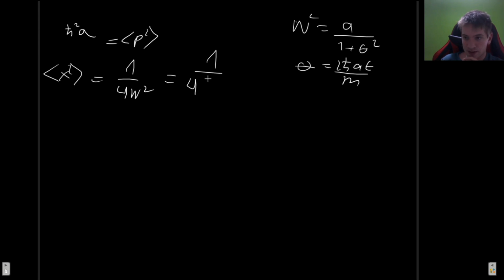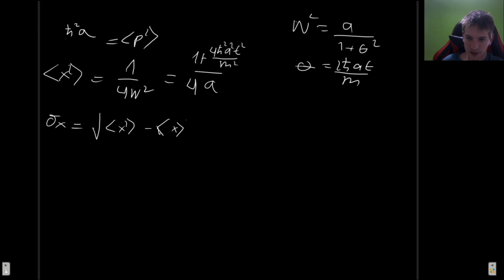So divided by a down here, and this part will be 1 plus theta squared, so it's going to be 4 h bar squared divided by m squared. So this is actually going to be the expectation value of x squared. So now sigma x, that's just going to be the square root of this, because it's the square root of the expectation of x squared minus the expectation of x squared, but this right here is just 0, as we found before. So it's just the square root of our result right here.